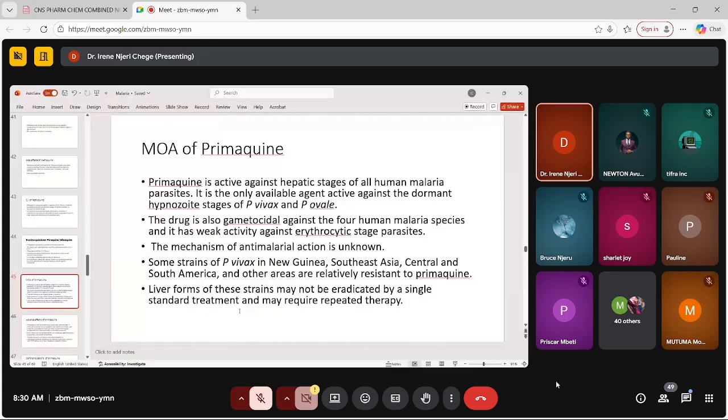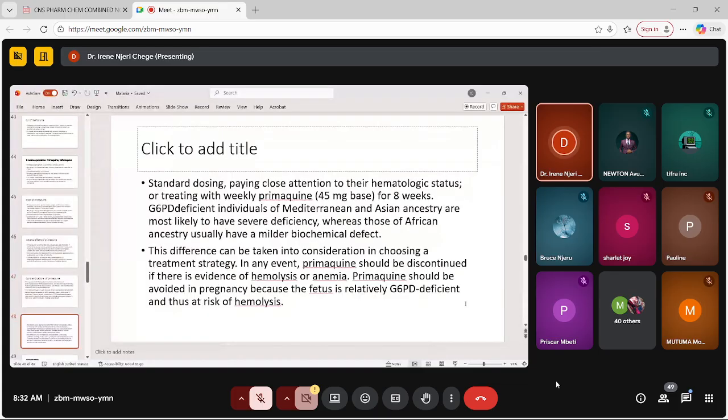So the standard dosing: pay attention to the hematological status. When you're treating with primaquine, you keep checking, especially if the patient is from Asian or Mediterranean ancestry, because they are known to have this glucose 6-phosphate dehydrogenase deficiency. If there's evidence of hemolytic anemia, you discontinue treatment. Avoid it in pregnancy in case the fetus has this deficiency.